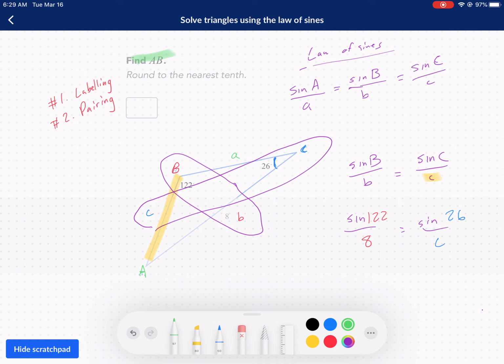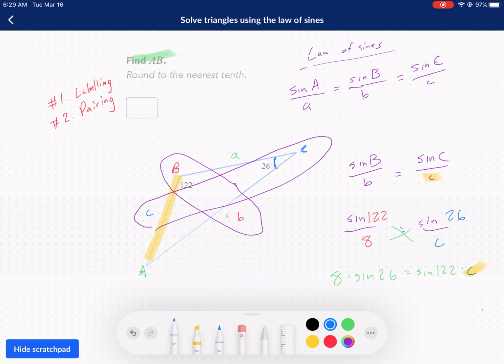What do we do from here? Well, it gets simple. We just cross multiply. So we're going to have 8 times sine 26 is equal to sine of 122 times our missing side C. Remember, that's what we're trying to find. That's the only unknown at this point.